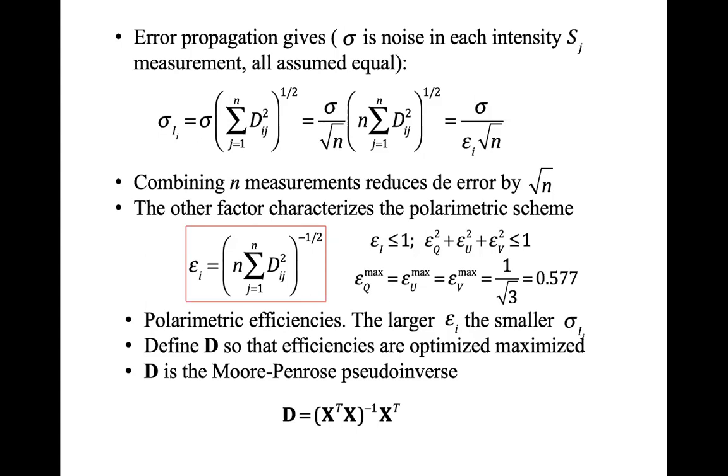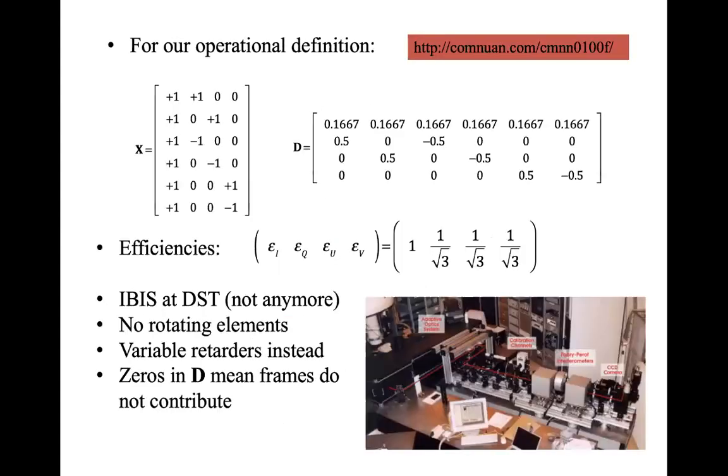So these are the concept of polarimetric efficiencies. It's really what we use when we are going to define a polarimeter. We want to make them as close as possible to 0.577, all three of them. And then there is no way of doing much better than this. The question is whether you want to maximize or optimize it. And I have both words up here, so that means you're trying to do everything.